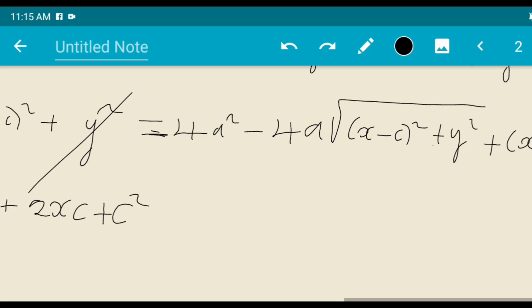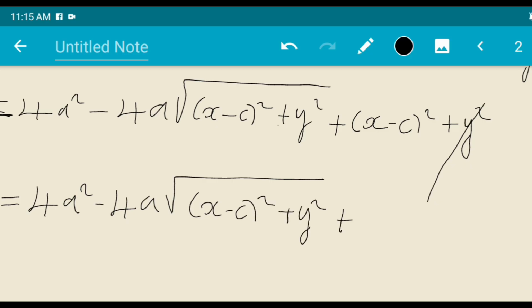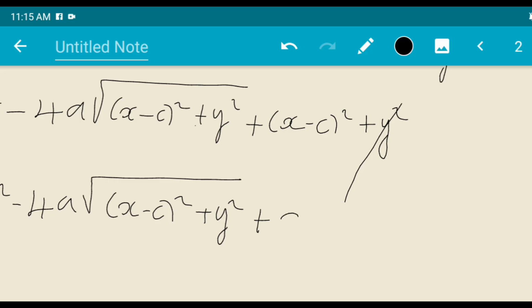So it should be equal to 4a squared minus 4a, and then we say the square root of x minus c squared plus y squared plus, when we expand this, what we're going to have is this. We'll have x squared minus 2xc. Remember, multiply these two together, then add the 2 at the front. Then as for the last one, it's a plus c squared. So as we may see, this has a negative at the front, so that's why we have a negative firstly, but at the end it's always a positive.